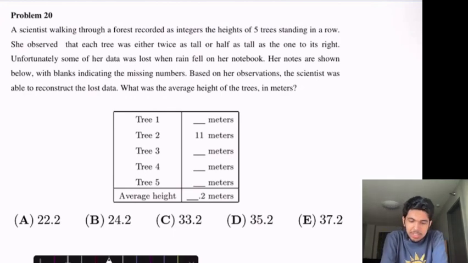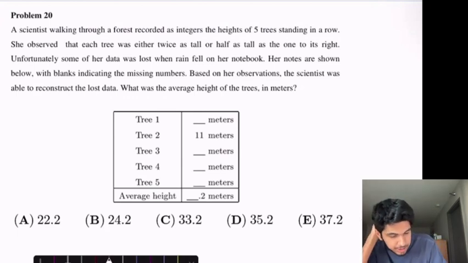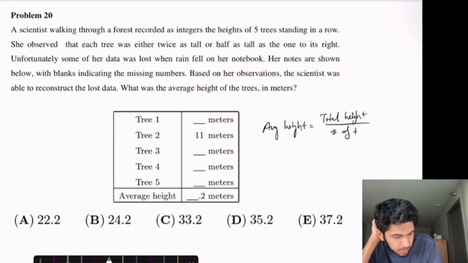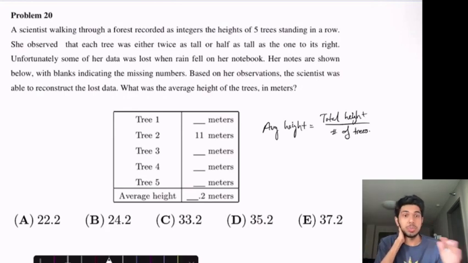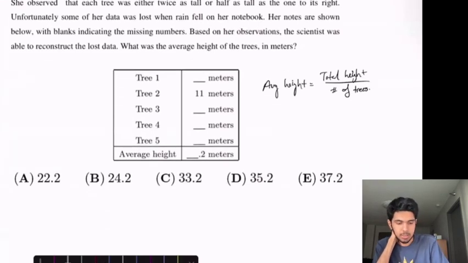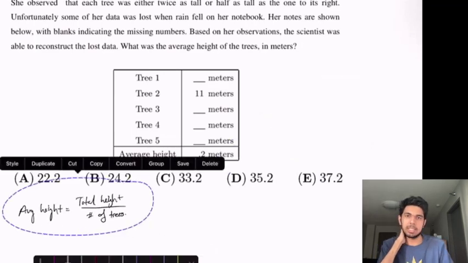Okay. So, what does average height mean? Again, we're seeing average so much, so it's very important to know your averages and what they mean. So in this case, average is going to be the average height, and for that, we're going to need the total height divided by the number of trees. We know how many trees there are. We don't know the total height just yet because we're missing the heights of the trees. So we'll come back to that later.